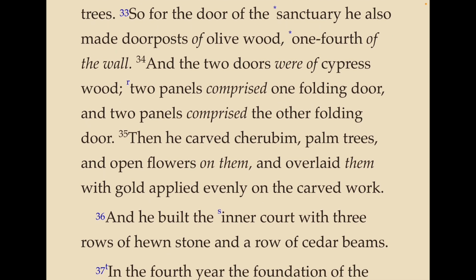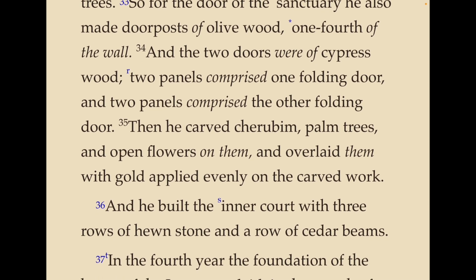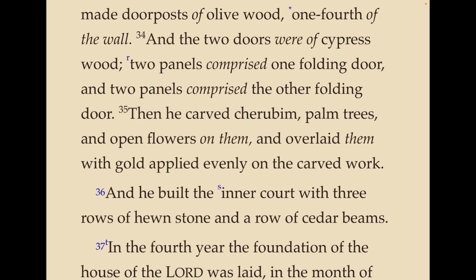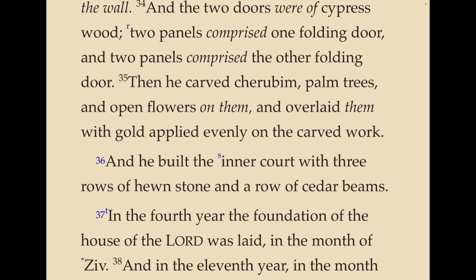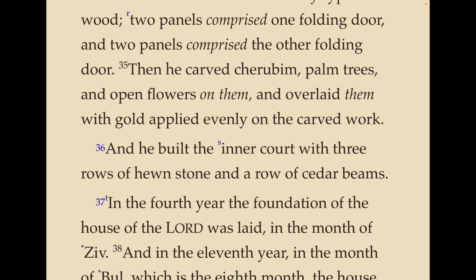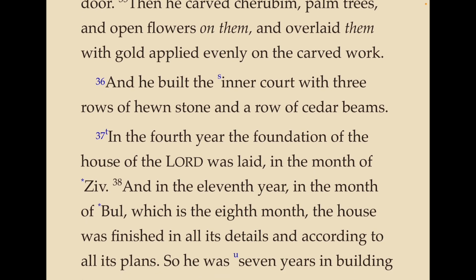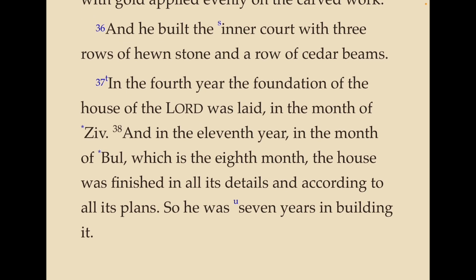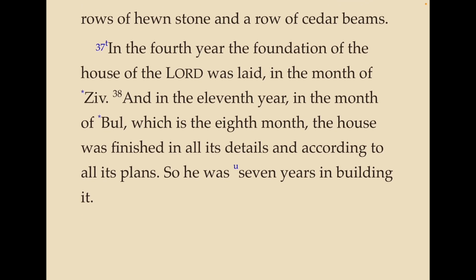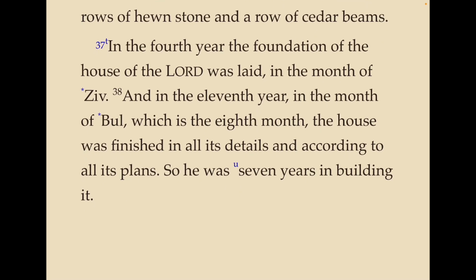So for the door of the sanctuary, he also made doorposts of olive wood, 1/4 of the wall, and the two doors were of cypress wood. 2 panels comprised one folding door, and 2 panels comprised the other folding door. Then he carved cherubim, palm trees, and open flowers on them, and overlaid them with gold applied evenly on the carved wood. And he built the inner court with 3 rows of hewn stone, and a row of cedar beams.